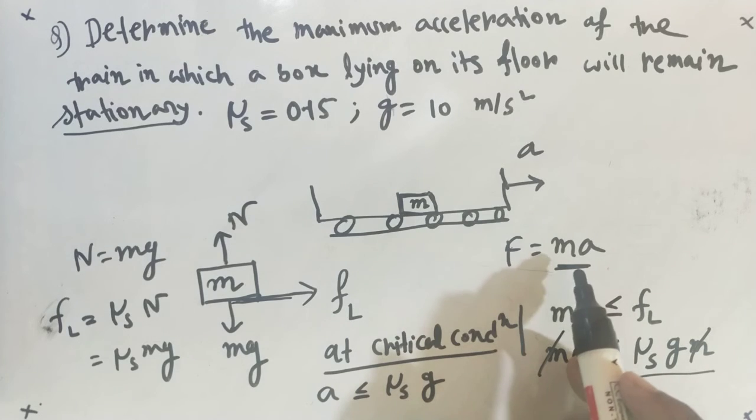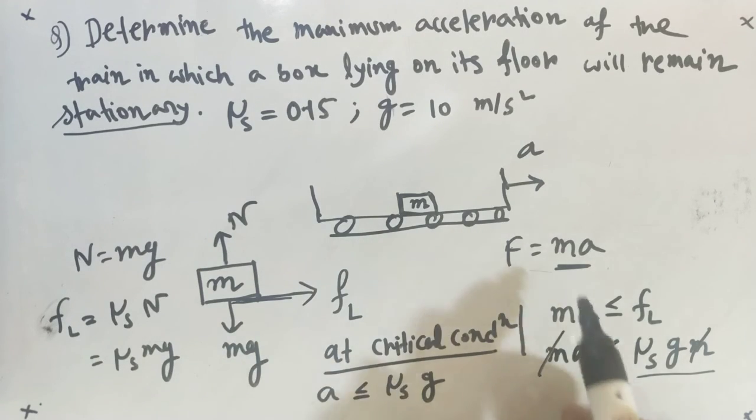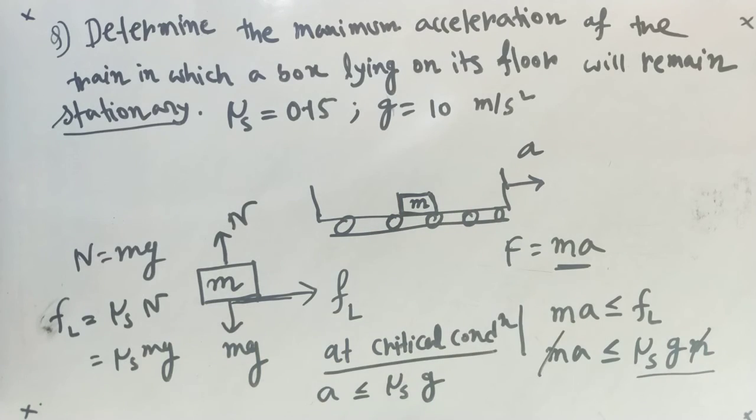If a is greater than this, then the frictional force cannot keep the object stationary. If ma is greater than FL, then the block will move in the forward direction. So from this inequality we can easily say that the maximum acceleration is mu s into g. Now what will be the magnitude?